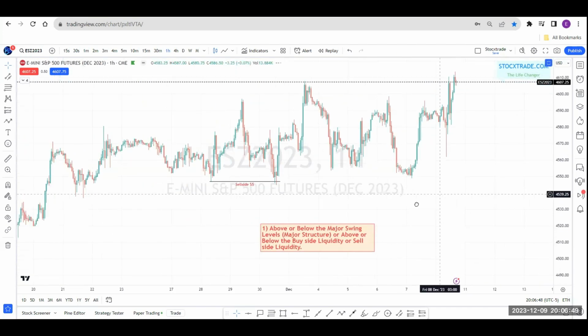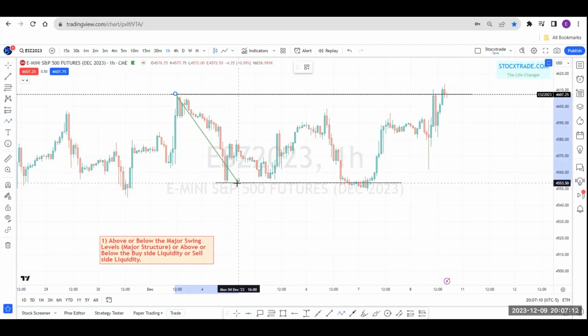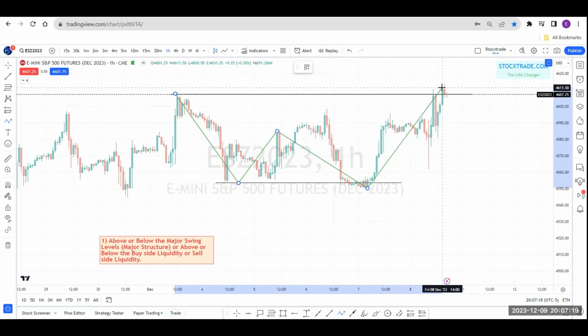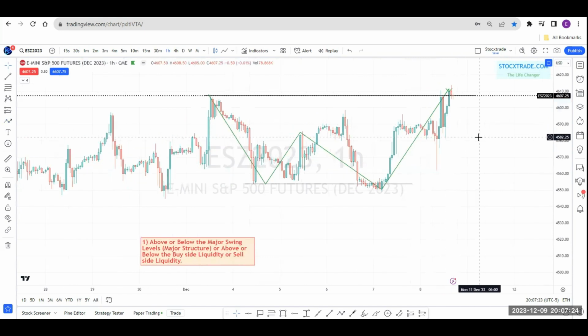Where is your major swing? If I'm just looking at this area, where is your major swing? Your major swings are here, and your major swing in the downside is here. If I am just looking at this area from here to here, now this is just the sideways market. Now you are sweeping this liquidity and now you are sweeping this liquidity. So both the liquidities have been swept out. And this is the fuel.